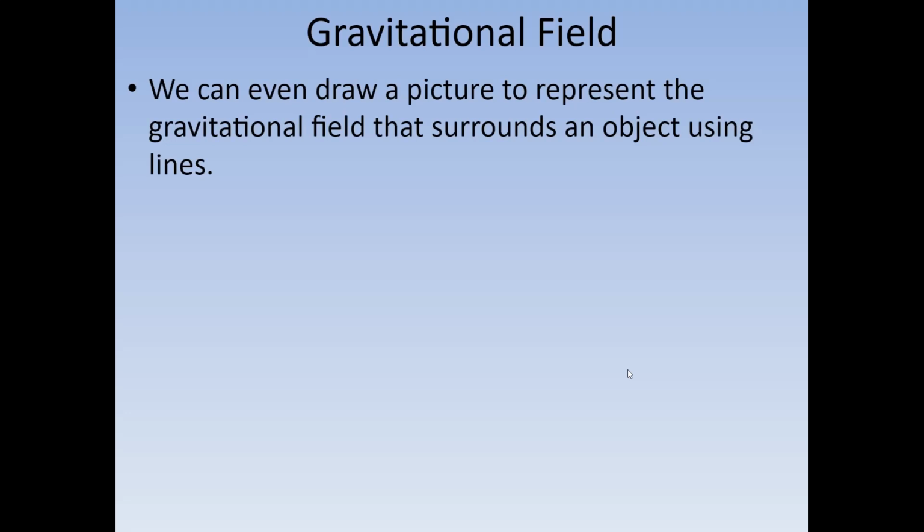Now, one thing that we like to do is draw pictures that represent this gravitational field using lines. It's very similar to contour lines from earth science. The way you think about it is you ask yourself, what direction is the gravitational force, or what direction would the object fall or be attracted to if I place it at these locations? So you take the object you're trying to find the field around, you place small objects around it, and ask yourself what direction it is going to go.